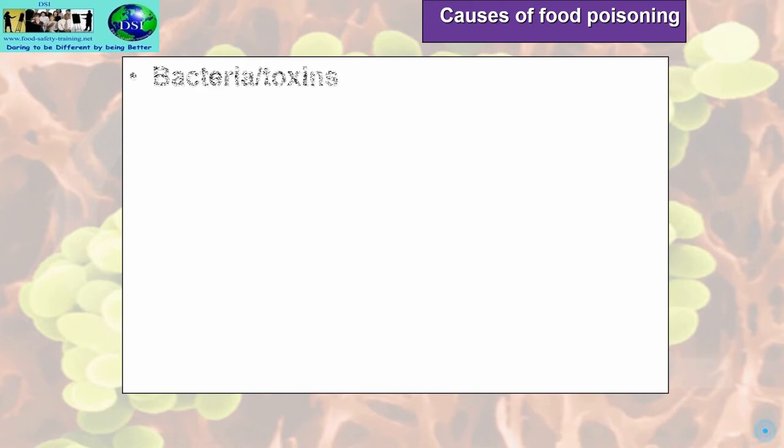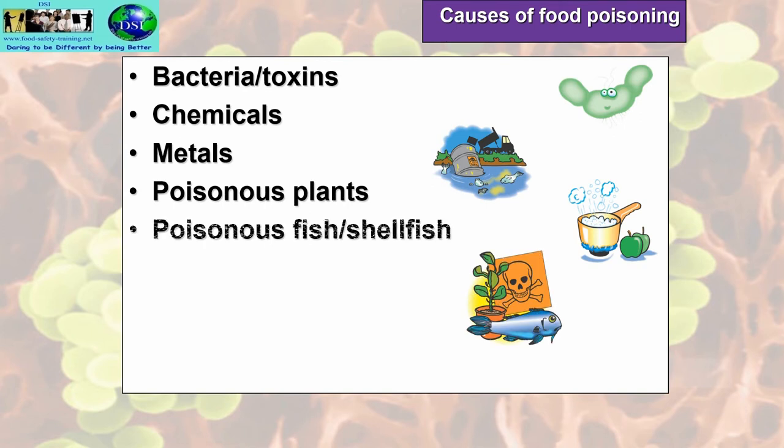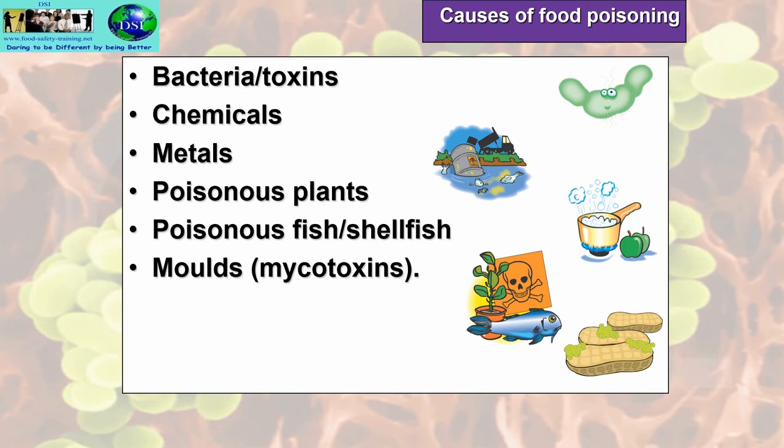Okay, let's kick off with the causes of food poisoning. We've got bacteria or their toxins, which we covered in the previous section. We've got chemicals. These can have acute or chronic effects. Don't forget, acute is something that happens short term. Chronic could happen over a long period of time. Chronic, for example, could be a buildup of certain chemicals in human tissue that won't show any symptoms for the first few years, but after a long period of time could start showing results. Metals, poisonous plants, poisonous fish or shellfish, molds. Certain molds produce poisons called mycotoxins, myco relating to the fungal part.